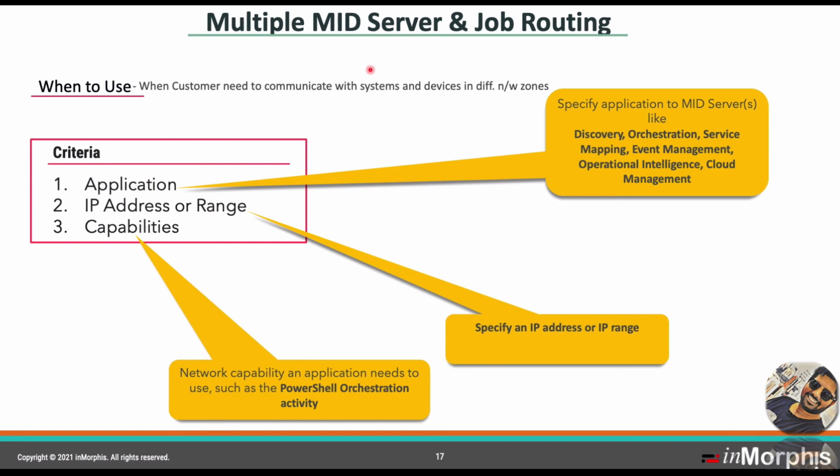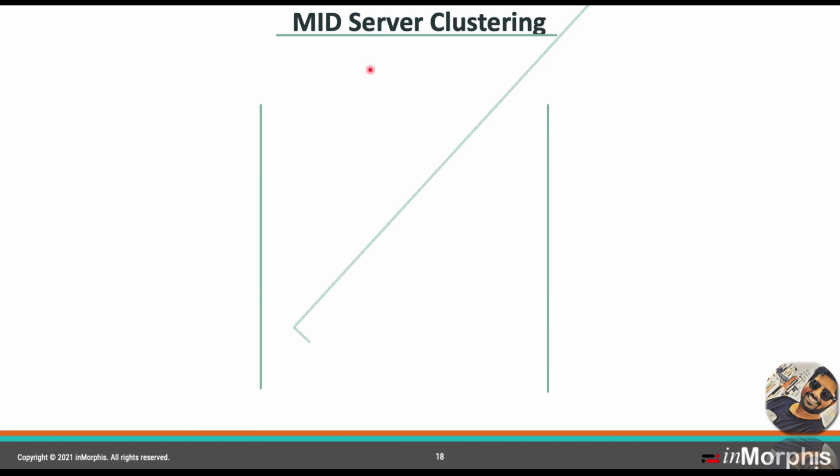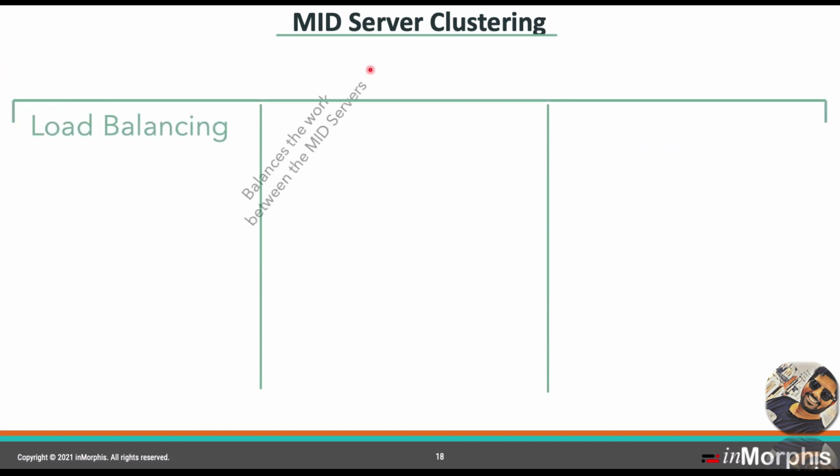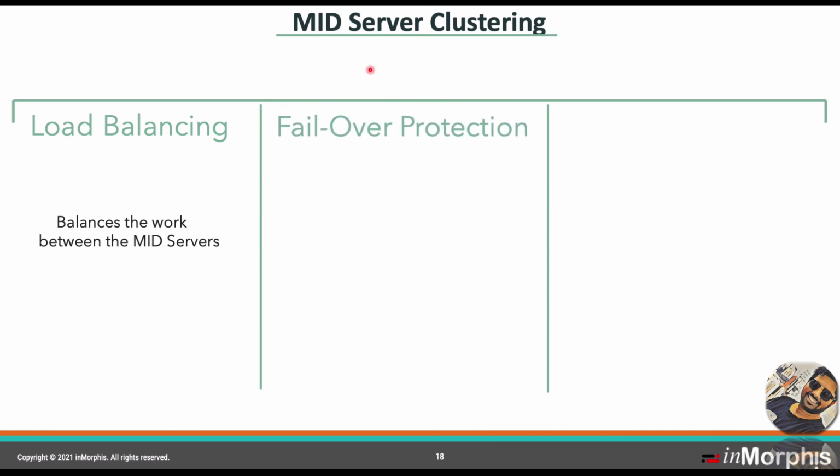Now, when we say multiple mid servers, it does not mean that those mid servers stay in a segregated way. No, you can club those mid servers. You can club those mid servers in two different ways, either a load balancer or a failover condition. Now, when we talk about a load balancer, what will happen is we balance the work between the mid servers. So let's say there are two mid servers, and one mid server is having a lot of work.